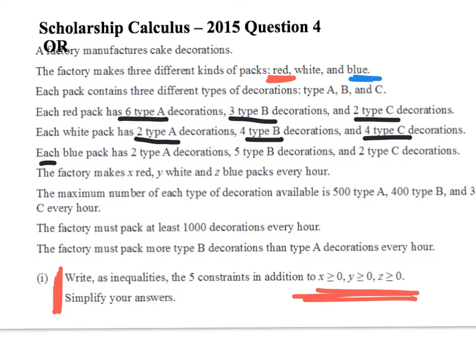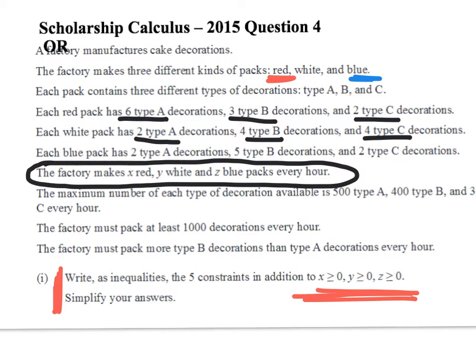Right, now this question even defines your variables for you, which kind of surprised me, and it tells us that the factory makes X red, Y white and Z blue packs every hour. Now, if that hadn't happened, that would have been the first thing I told you to do, is to let something be X, something be Y and something be Z.